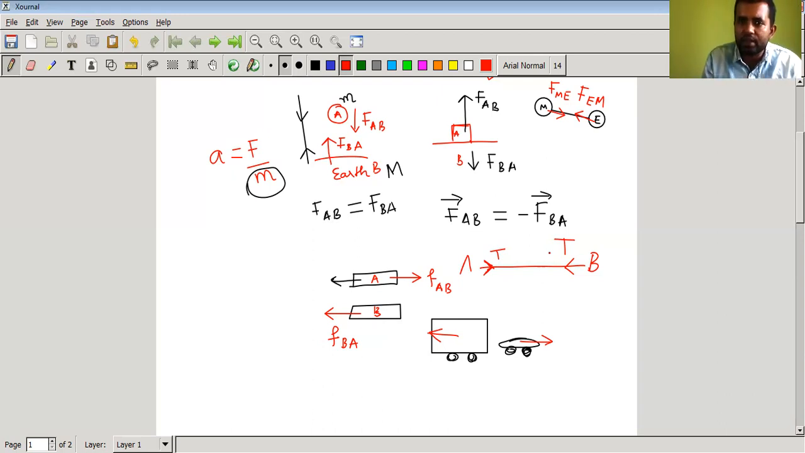So this is the basics of Newton's third law, and we'll talk about some questions in the coming class.